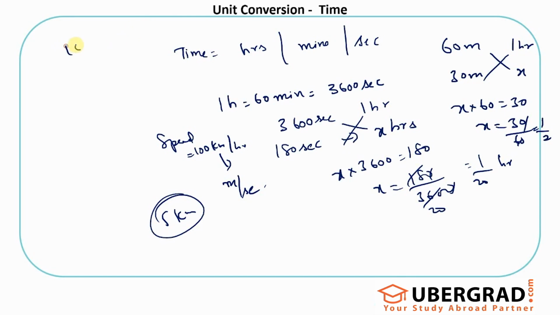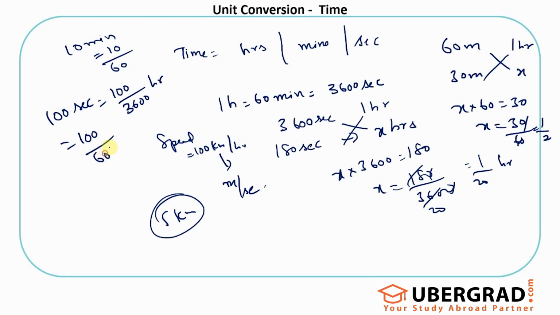See, technically if I say 10 minutes, it should be 10 by 60. I should divide by 60. If I say 100 seconds, to convert into hours, I need to do 100 by 3600 hours. If I need to convert this into minutes, I should do 100 by 60 in minutes. This is what you should be doing in actual exams, to be quick.